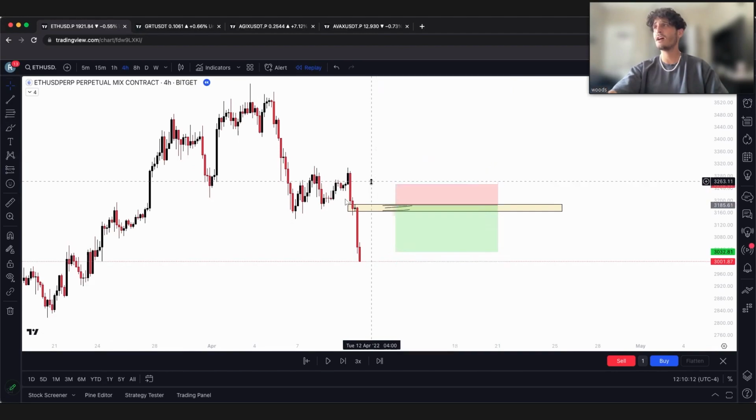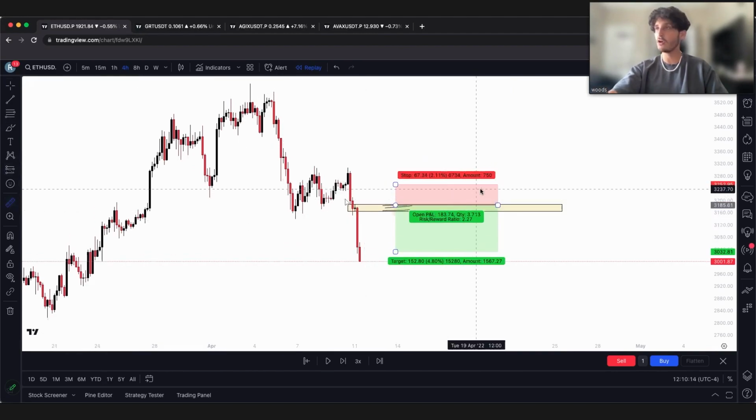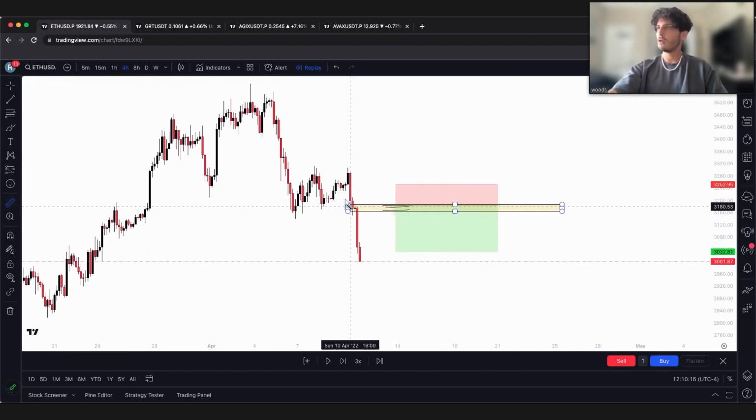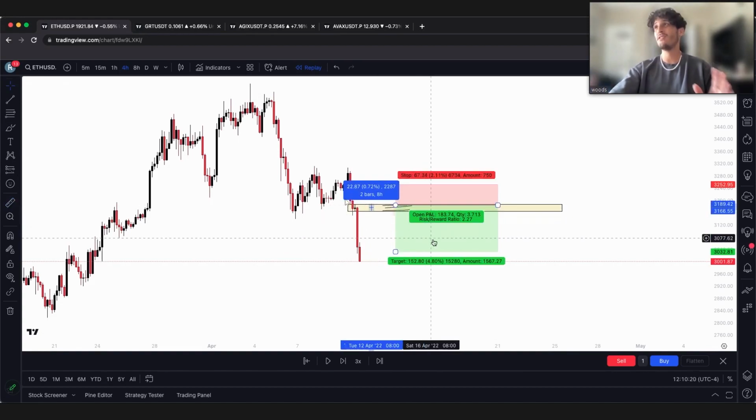So on my demand invalidations, what I would do is I would measure that supply zone, and that's a 0.7% zone. That's a beautiful zone to play, right? So if you watch my demand zone lessons, you know that I like to play anywhere from 1% to a 3% range. That's a beautiful demand zone to play.